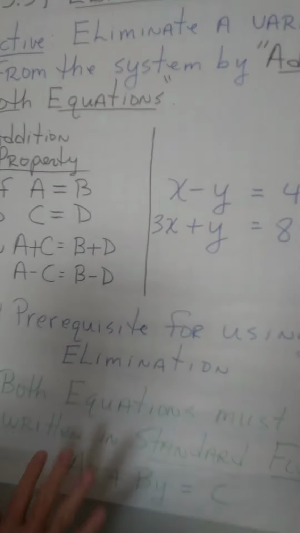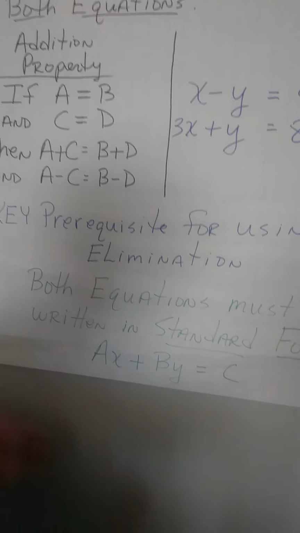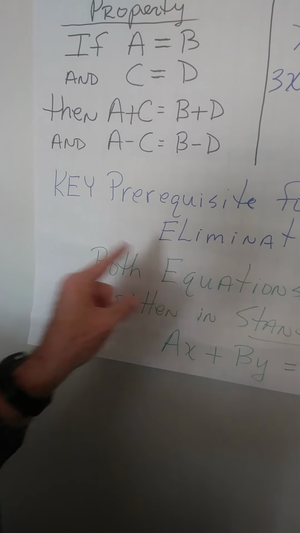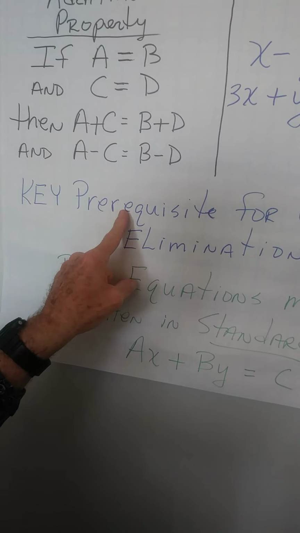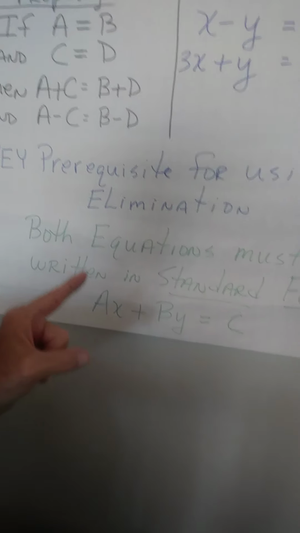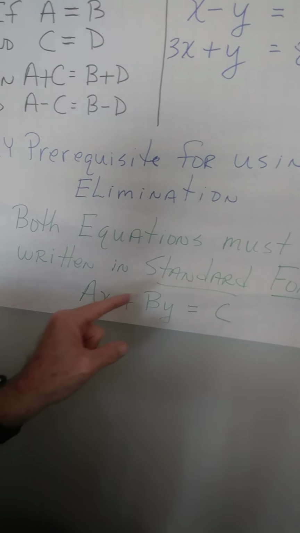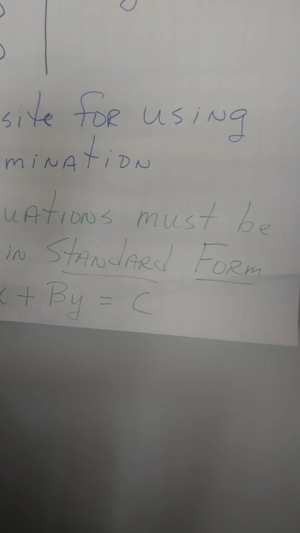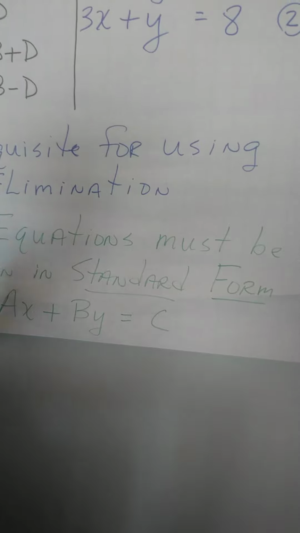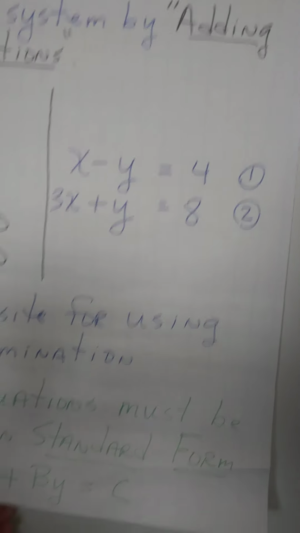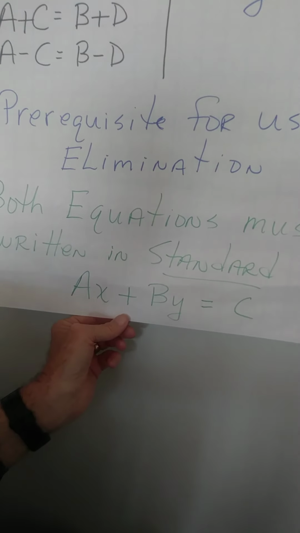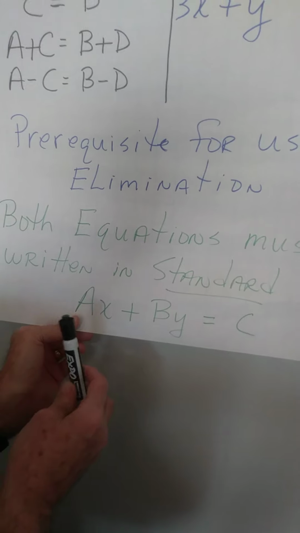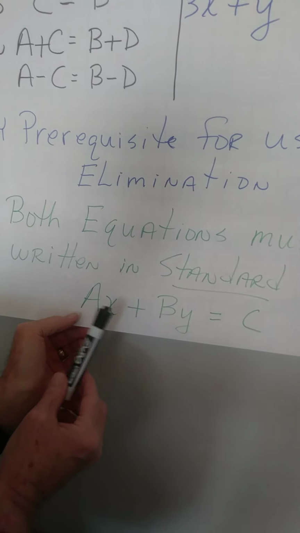But before we get to that, one last remark. Before you can use the elimination method, there's a key prerequisite. And that prerequisite is both equations must be written in standard form. That is a must. They have to be written in standard form. They're in standard form. Standard form, like we know, is Ax plus By is equal to C.